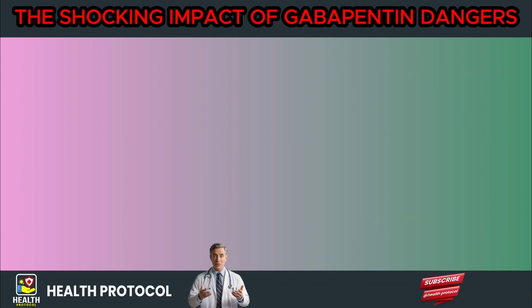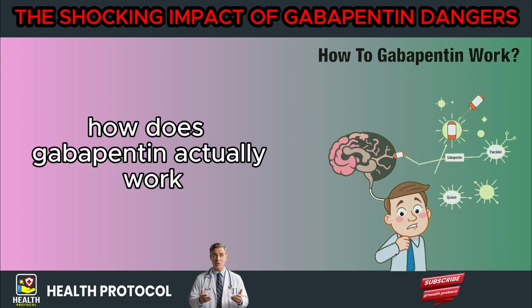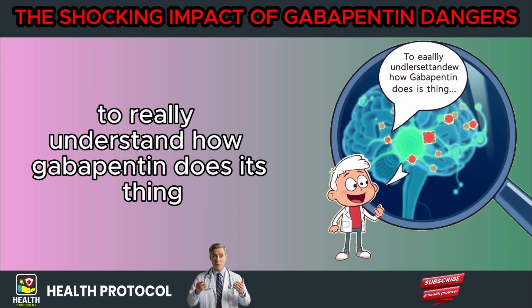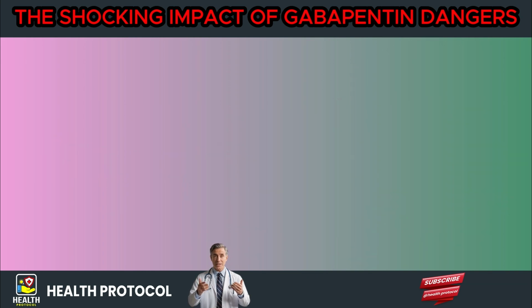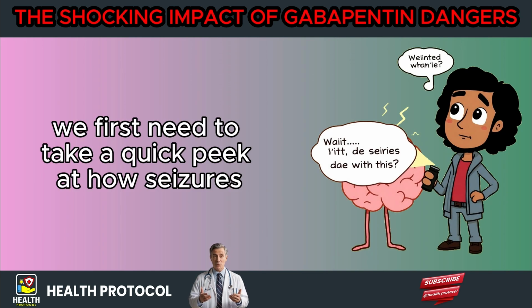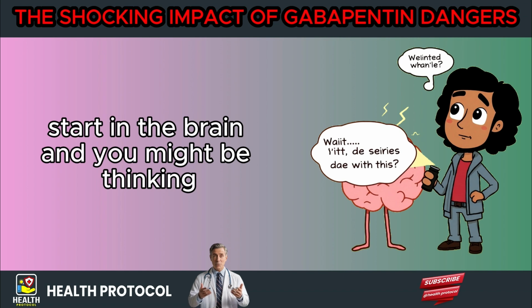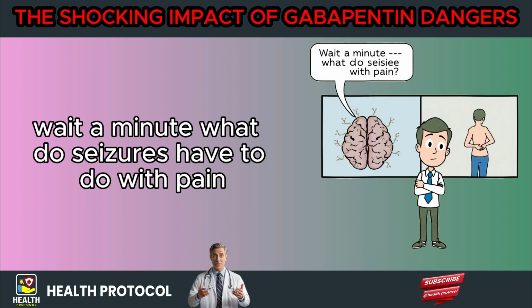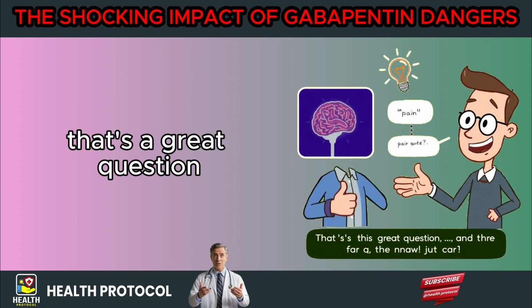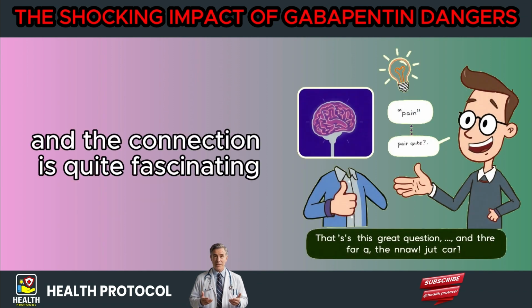Question 1. How does gabapentin actually work? To really understand how gabapentin does its thing, we first need to take a quick peek at how seizures start in the brain. And you might be thinking, wait a minute, what do seizures have to do with pain? That's a great question, and the connection is quite fascinating.